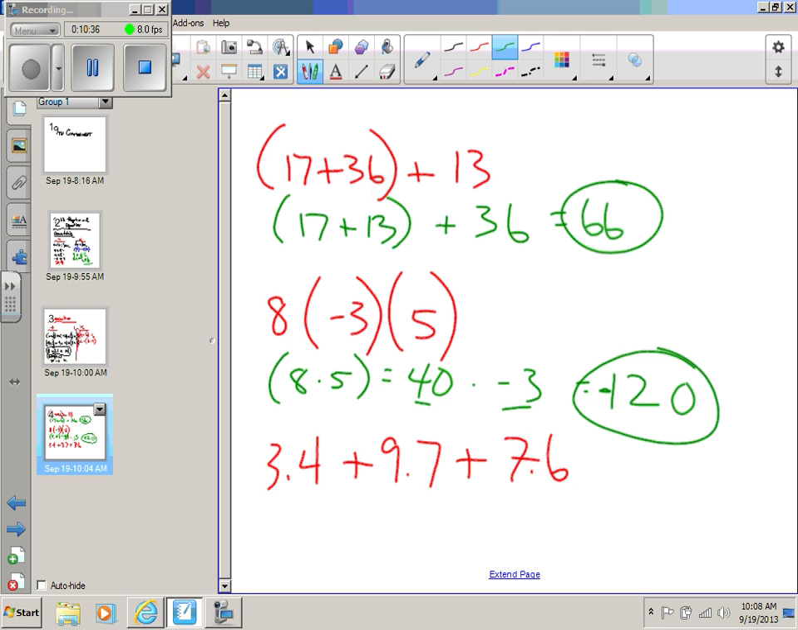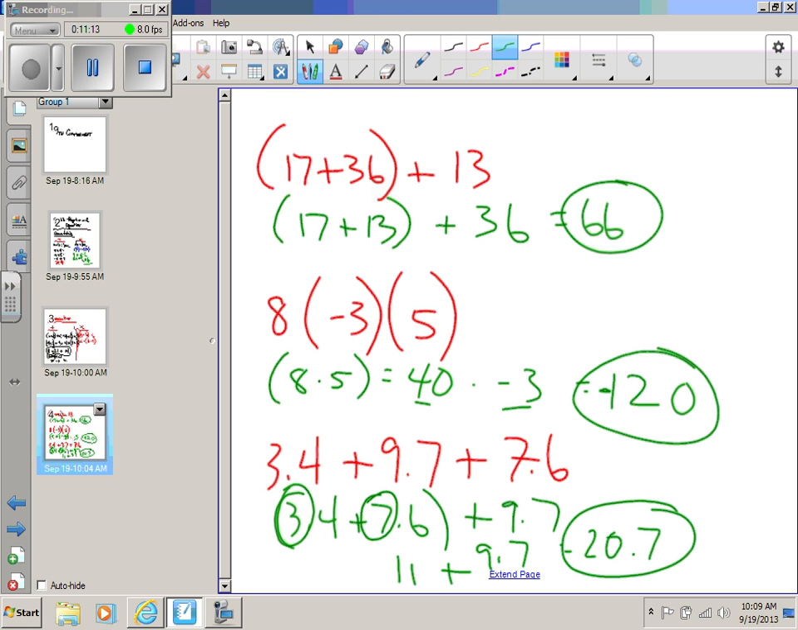The last one. Go ahead, Alex. What did you do? Awesome. 3.4 plus 7.6. Then you'll add the 9.7 to that after. And then when you add the 3 and the 7, you get 10. And then you add the 0.4 and the 0.6, you get another whole. So what's in the parentheses? What do you get when you do the 3.4? See, if you do the whole number 3 plus the whole number 7, you get 10. And then the 0.4 and the 0.6 gives you another whole, which gives you 11. And then plus the 9. 11 plus 9 is 20. Be 20.7.